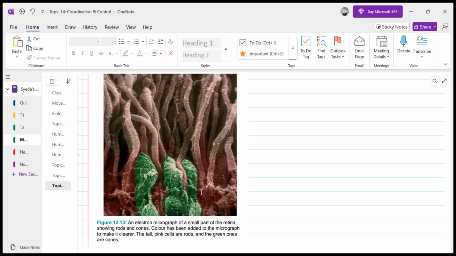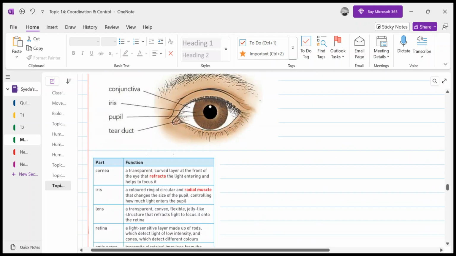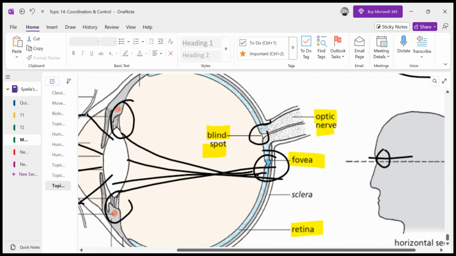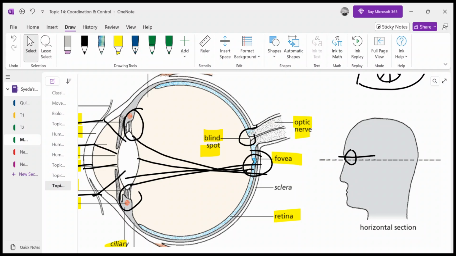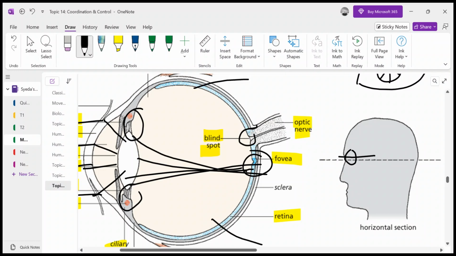Now at this point of the eye, let me tell you the location of the rods and cones. At this site and at this site, mostly rods are present, right?